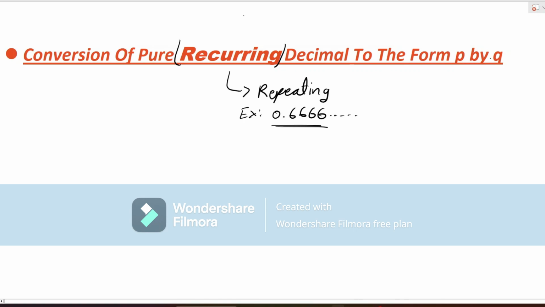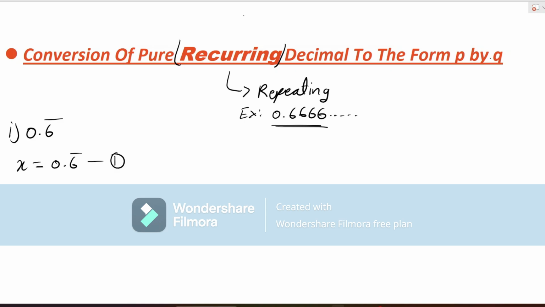Now let's discuss how to convert them. Okay, there is a special method that you need to apply. Let's convert 0.6 bar. Okay, this is our first question. Let's convert 0.6 bar to the form p by q. Now how are we going to do this? First of all, we need to take x. Okay, x is equal to 0.6 bar.